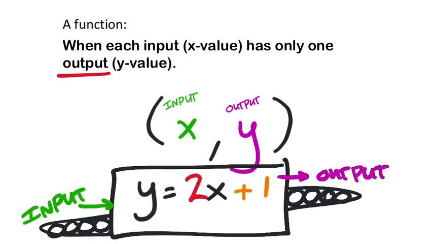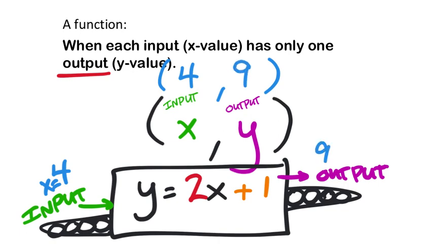So here's what I mean by this. Let's say that you put in, I don't know, 4. If you put in 4, then that would be your input, so that as an ordered pair, you'd have 4. But now you gotta put this x value that's 4 into the machine, right? So then you say, now x is 4, 2 times 4 is 8, plus 1, and then what do you get out? 9. So that would give you the ordered pair 4, 9.